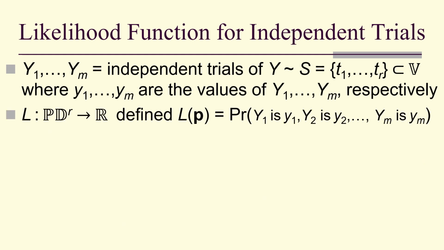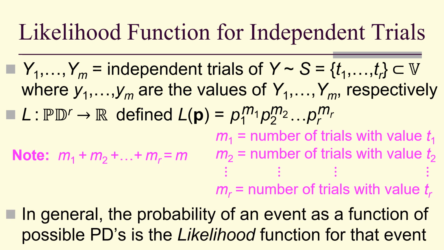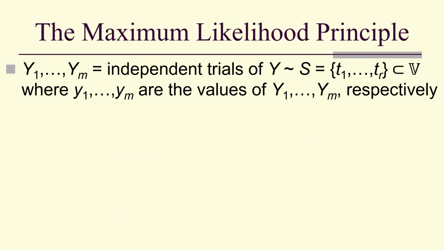And we're going to call this our likelihood function. In other words, our likelihood function from PDR to R is defined. L of P is the joint probability that capital Y1 is little y1, the first value in our data set, all the way out to capital YM is little ym, the last value in our data set. Now, if we have independence, which we do, then our likelihood function looks like this. And notice these all add up to M. That's the number of trials. So in general, the probability of an event as a function of possible probability distributions is the likelihood function for that event. So that takes us to the maximum likelihood principle.